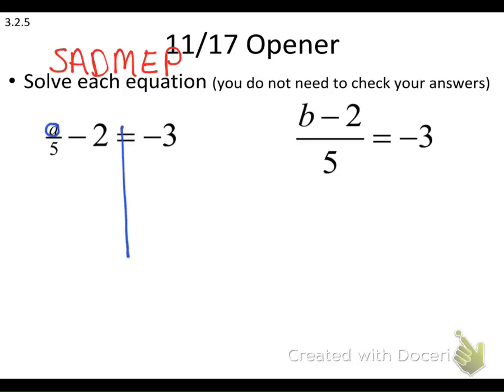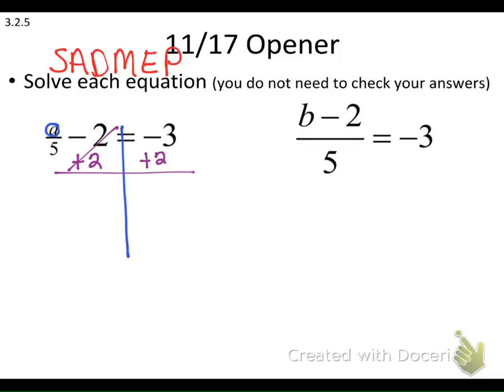So the S stands for subtraction. Do you see any numbers up there that has subtraction in it? Yes. So that's the one you get rid of first. So what's the inverse operation for subtraction? Add. So I'm going to add 2. Whatever I do to one side, you do to the other. That's right.